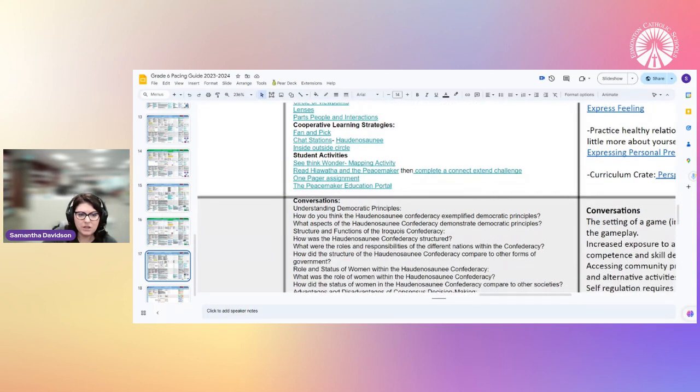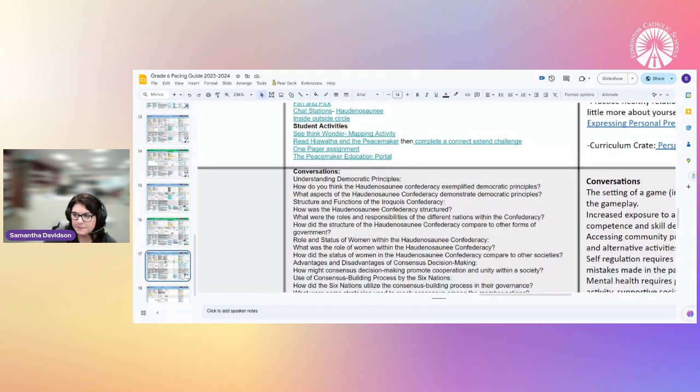We want to make sure that we are including cooperative learning strategies within this as well. So taking apart the reading, creating fan and pick questions, looking at chat stations, doing inside outside circles, getting our students really talking and experiencing through this without just necessarily getting the information directly taught through slides or books and things like that. How much talking are we including in our social studies classrooms? And that's really important here. And then, of course, there's a few different activities here, reading Hiawatha and the Peacemaker, doing Connect Extend Challenge. There's one-pager assignments, and there's some education and portal information there as well for you.